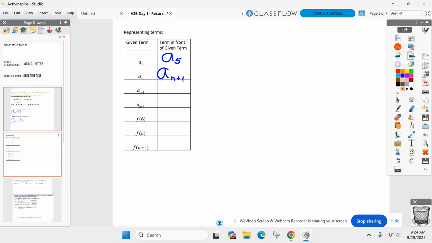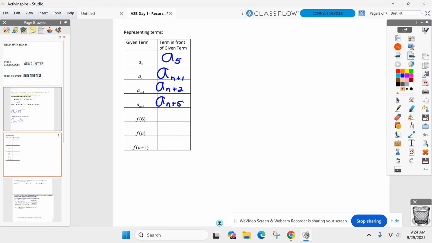All right, what if I'm already on n plus 1? How do I write the next one then? If I'm already on n plus 1, it'll be A n plus 2. Yep, good. And then this one here, what if I'm on A of n plus 4? Next one's going to be A of n plus 5. Yep, that's how I would write the next term.